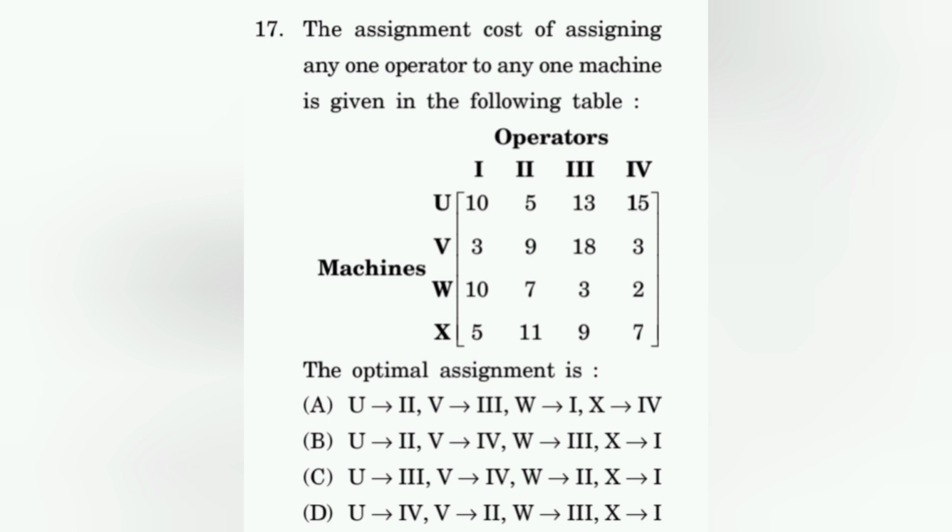This question is from SAT examination. So the question is, the assignment cost of assigning any one operator to any one machine is given in the following table. So we have a matrix of machines with respect to operators. Then the optimal assignment is question mark. Then we have 4 options.